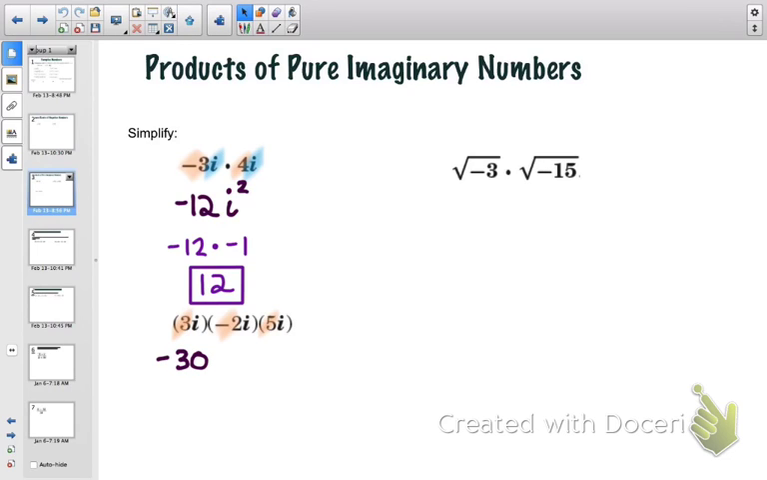i times i will be i to the 3rd power. So we can break that up as -30 times i squared times i, or we could have looked at our table from before.